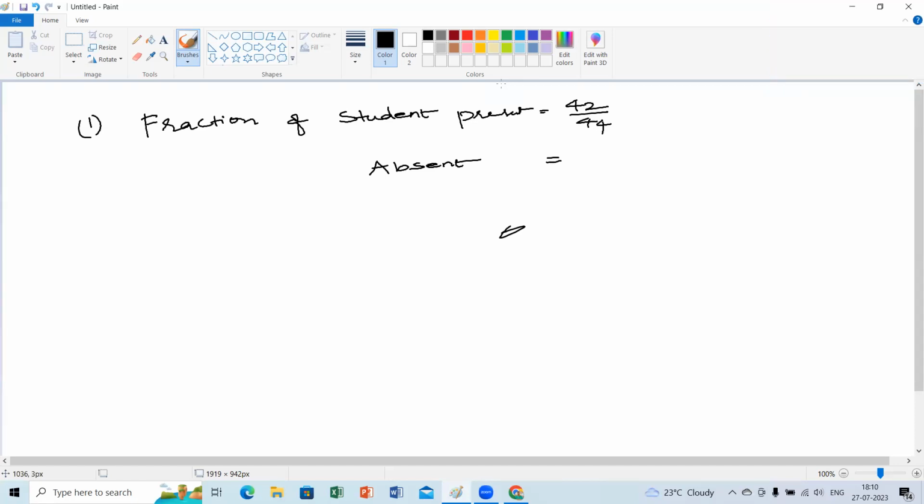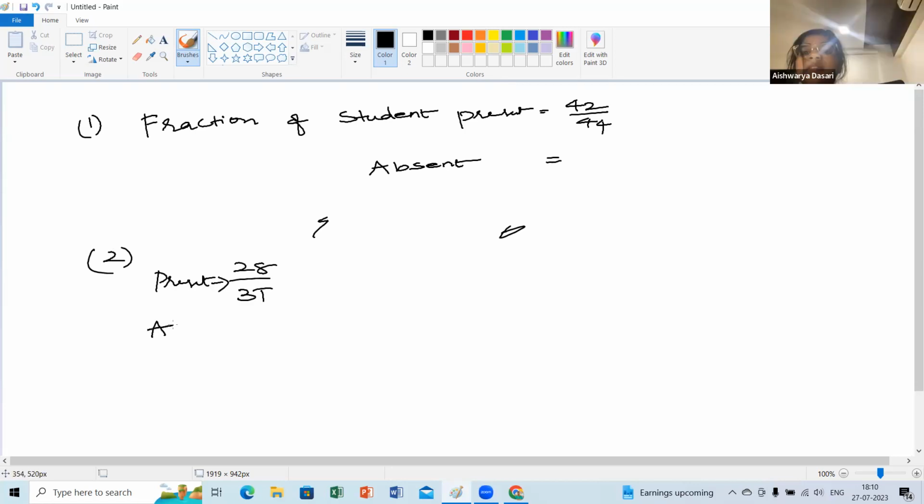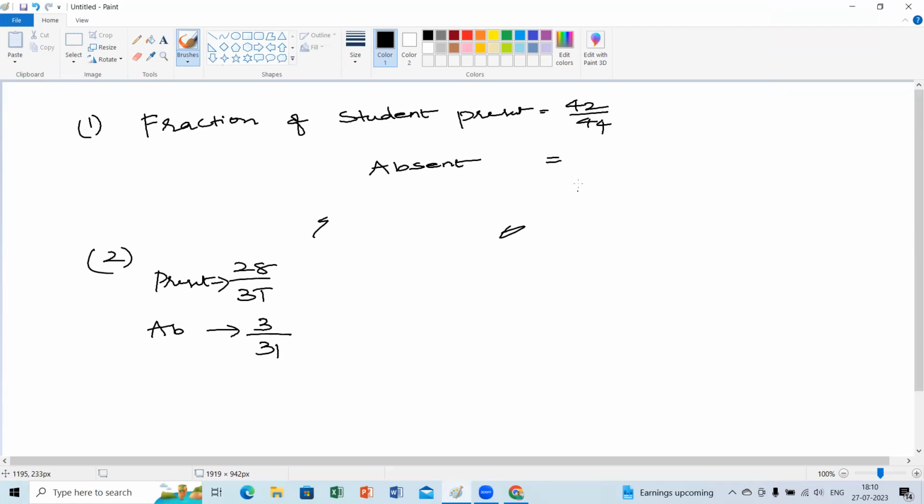My question is, what fraction are present? Ma'am, 28 by 31. 28 by 31. This is the present, right? What is the absent percent? 3 by 31. Right. Same thing, we are doing the same here.